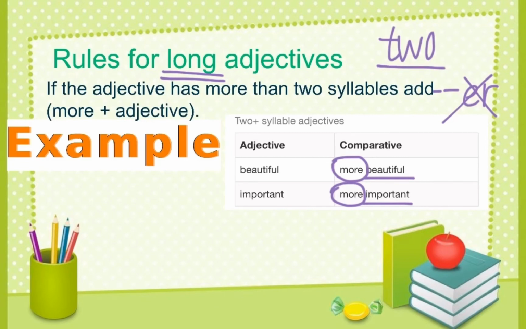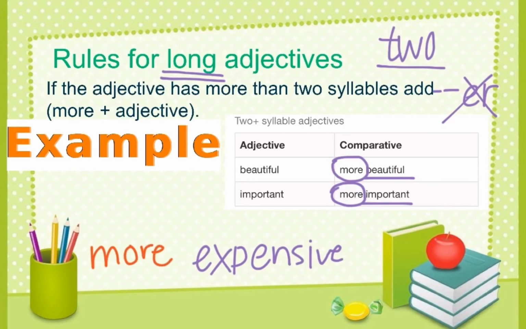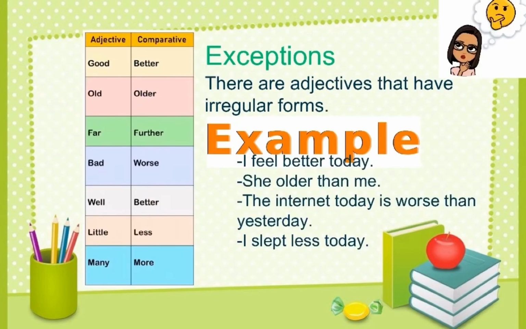Can you think of another long adjective? For example, expensive. Expensive is a long adjective, so we're just going to add more before it. More expensive. That's the only rule for long adjectives.